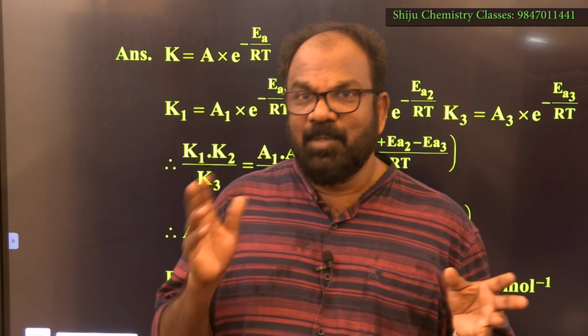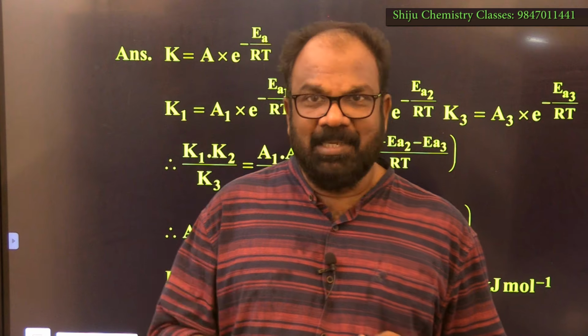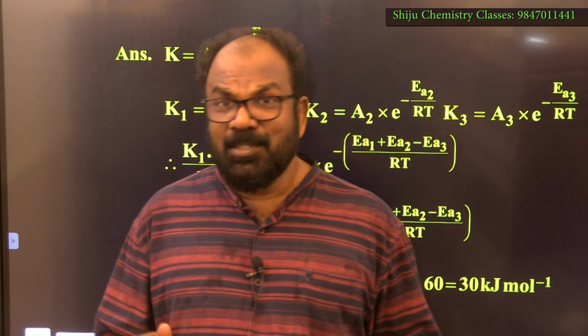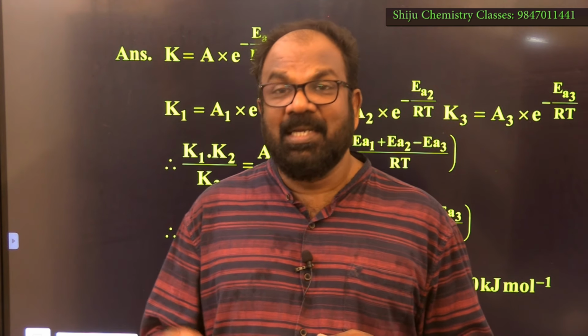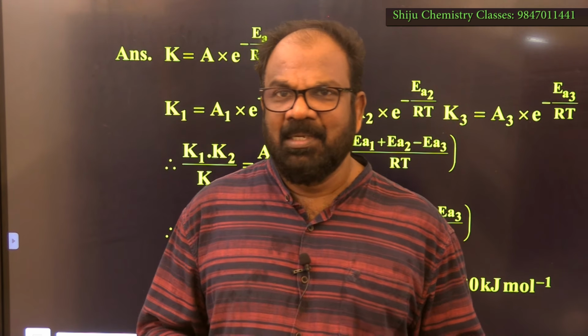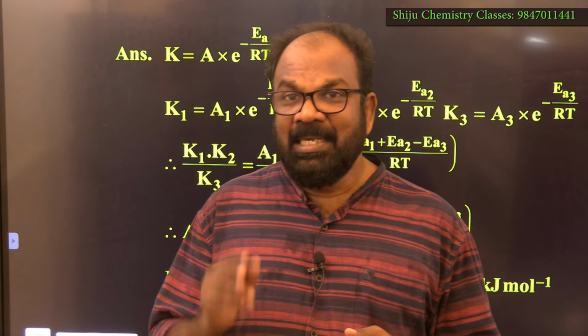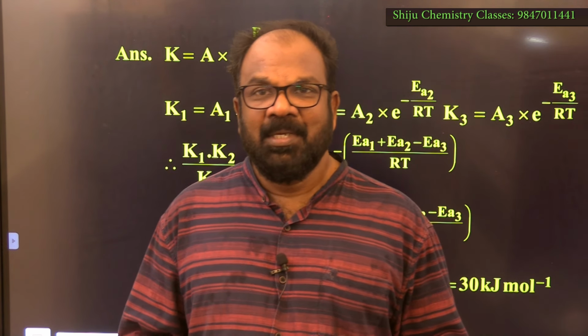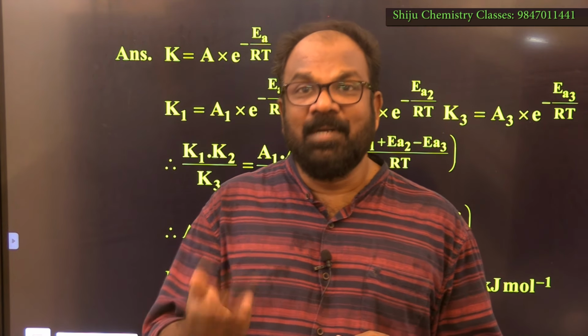This question is about a chemical reaction which takes place in 3 different steps at the same temperature. The rate constants of the individual steps are given as K1, K2 and K3 respectively. Their respective energies of activation are Ea1, Ea2 and Ea3. We need to calculate the energy of activation of the overall reaction.